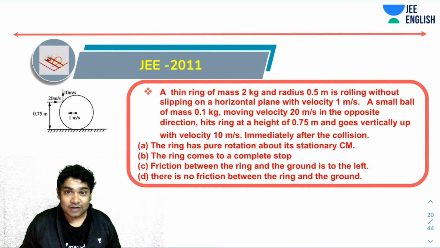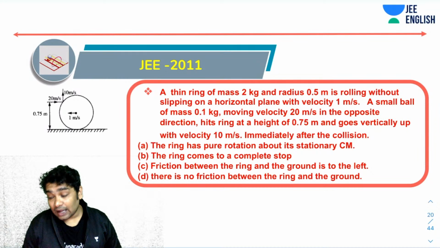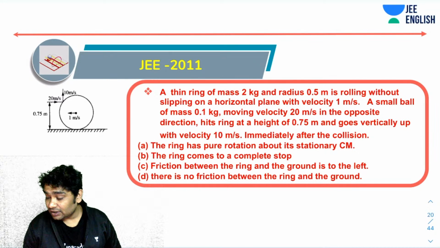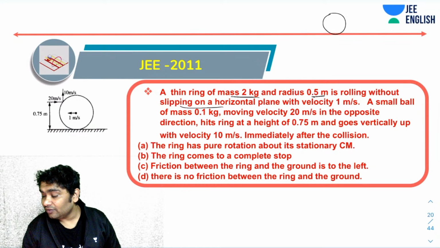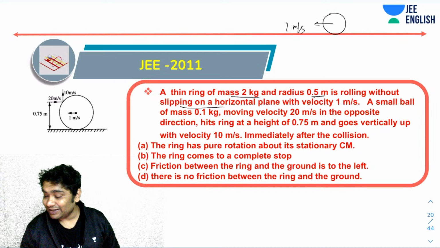This is the question that was asked in JEE 2011. The situation is a thin ring of mass 2 kg and radius 0.5 is rolling without slipping. So read the question. This was rolling without slipping on a horizontal surface. So initially you had a ring which was moving like this, happily moving with 1 meter per second. It was happily rolling without slipping like this.